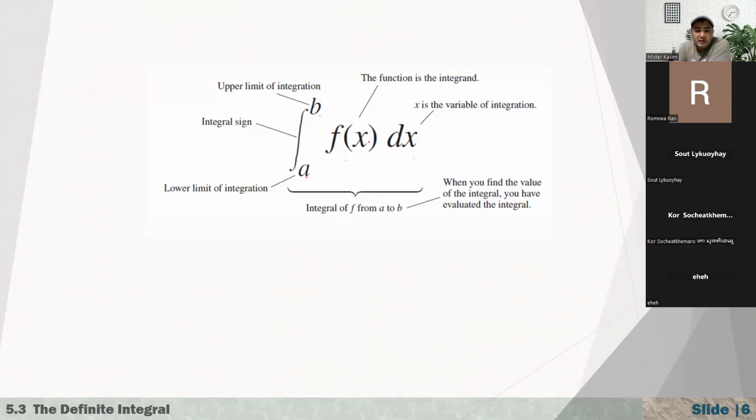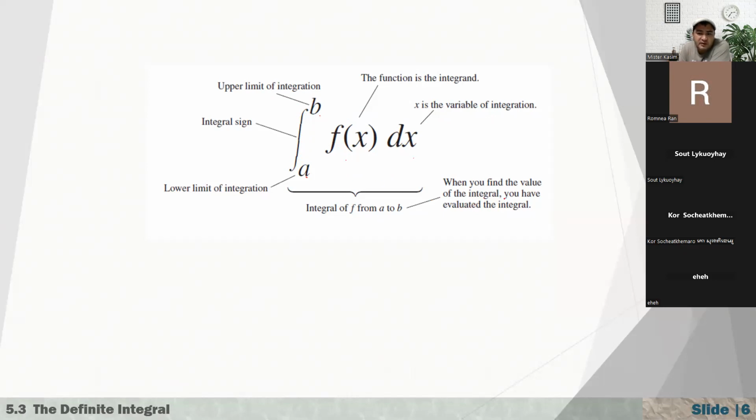Now, after using this definite integral, this a we call the lower limit of integration, because we are starting integrating the function from a. This integral sign is an extended, stretched S, because of the sigma notation, that's why they use the stretched S. And this b is the upper limit of integration. This f of x is the function to be integrated, or the integrand. So x is the variable of integration. And this whole thing is the integral of f from a to b.